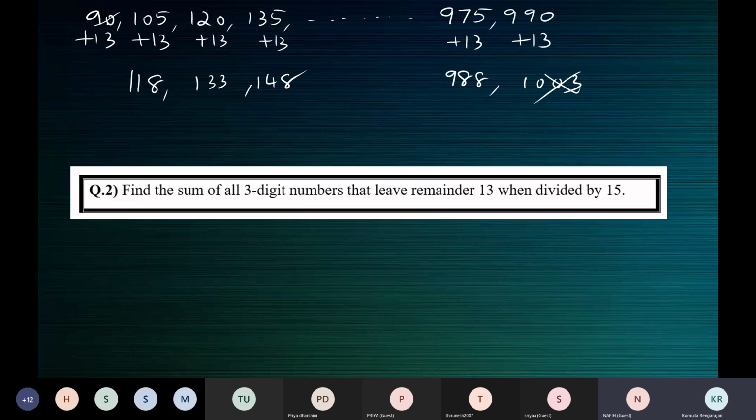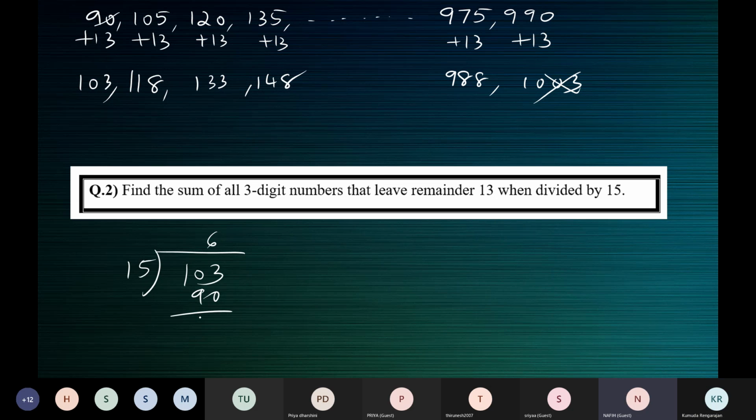So we'll just make use of the previous number, 90. 90 plus 13 is 103. Oh yeah, 103 is a 3-digit number. When you add 13 to 90, you get 103. And this is a 3-digit number. See here, 103, let's divide 103 by 15. 15 times 6 is 90, and 13 is the remainder. So 103 is a 3-digit number that leaves remainder 13 when divided by 15.